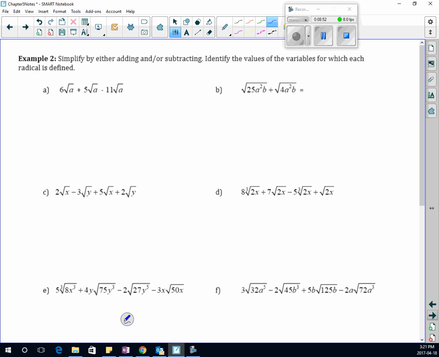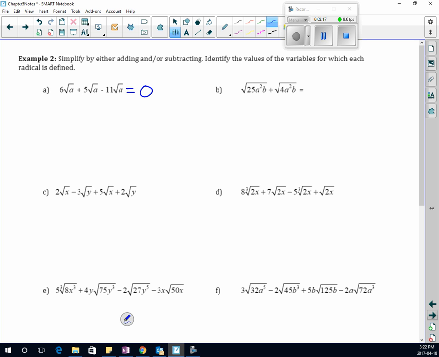So now we have variables in here. So this is a little bit harder, as you noticed in the last lesson. Again, you can only combine like radicals together. So 6 root a, 5 root a, and minus 11 root a. What would I get? Well, 6 and 5 make 11, and 11 root a's, and I'm going to subtract 11 root a's. They all cancel, 0.